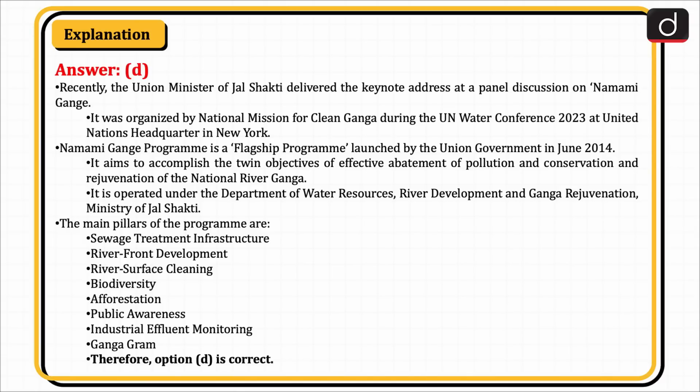Namami Gange program is a flagship program launched by the Union government in June 2014. It aims to accomplish the twin objectives of effective abatement of pollution and conservation and regeneration of the national river Ganga. It is operated under the Department of Water Resources, River Development and Ganga Regeneration, Ministry of Jal Shakti. The main pillars of the program are sewage treatment infrastructure, riverfront development, river surface cleaning, biodiversity, afforestation, public awareness, industrial effluent monitoring, and Ganga Gram. Therefore, option D is correct.